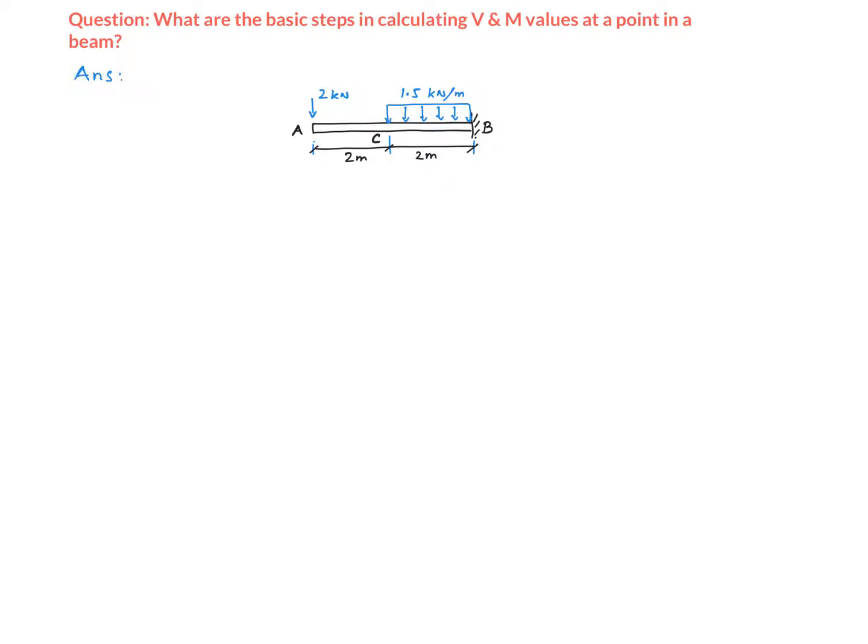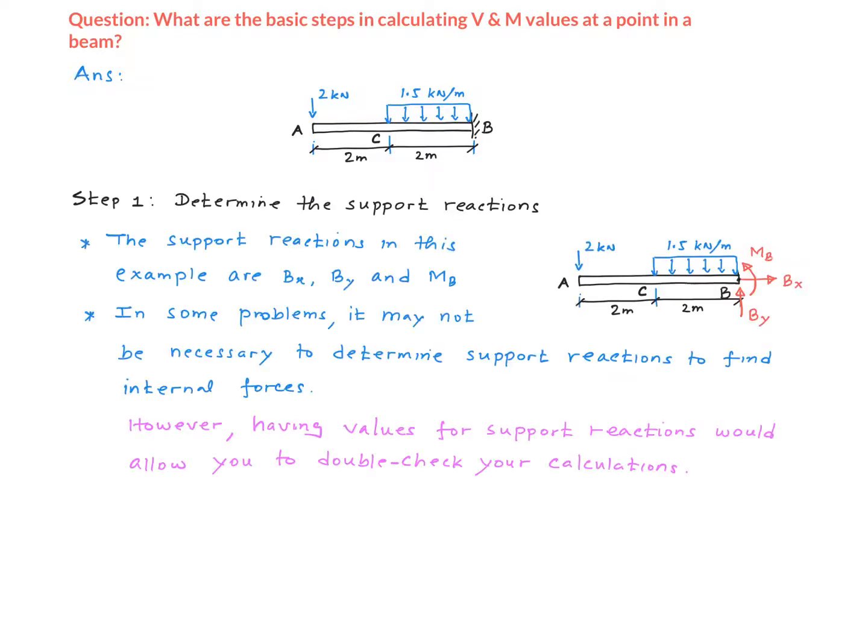We have a cantilever beam that is fixed at point B and subjected to a point load and a uniformly distributed load. We are interested in calculating the shear force V and the bending moment M at a certain point in the beam. Normally, the first step would be to determine values for the support reactions. This has been covered elsewhere, so I will not spend too much time here.